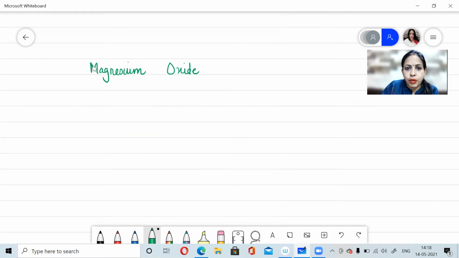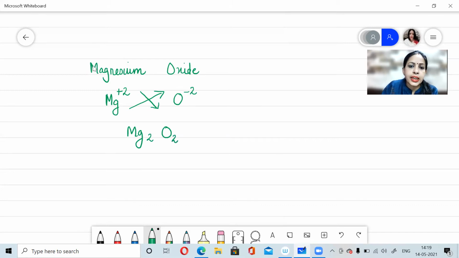Magnesium oxide. Magnesium is the first word, the first name, the cation, and the symbol and valency is Mg+2. Oxide, the second word, is the surname, the anion, with symbol and valency O-2. Again, we use the crisscross method, and you get the formula Mg2O2.